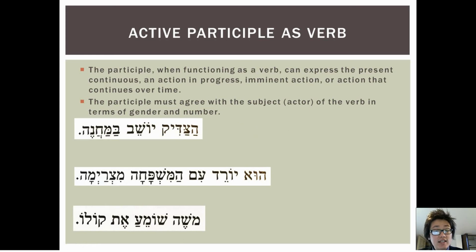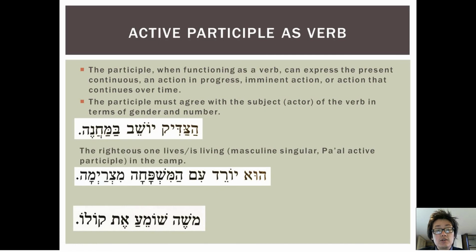Well, that refers to the righteous ones. Hatzadik is an adjective that is substantivized, or turned into a noun. And then b'machaneh is the bet with the definite article, right? Patach. And machaneh is the word for camp or encampment. So this means the righteous one, hatzadik, lives or is living, just a couple examples, in the camp.